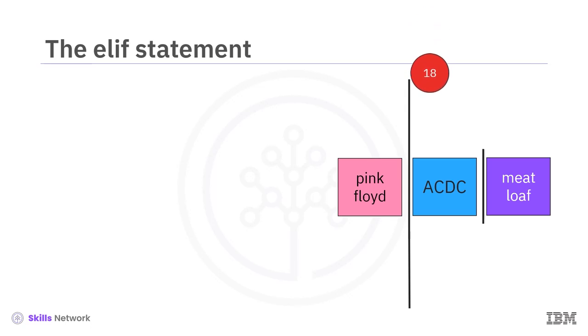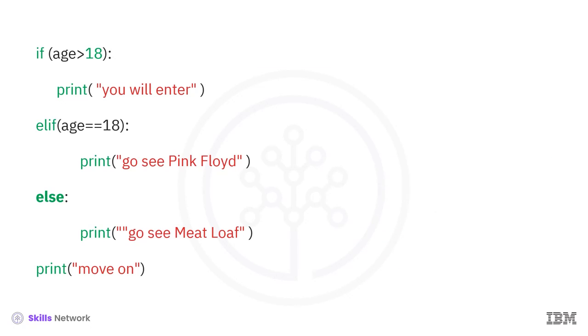The person of 18 years of age enters the area as they are not over 19 years of age. They cannot see AC/DC, but as they are 18 years, they attend Pink Floyd. After seeing Pink Floyd, they move on. The syntax of the elif statement is similar. We simply add the statement elif with the condition. We then add the expression we would like to execute if the statement is true, with an indent.